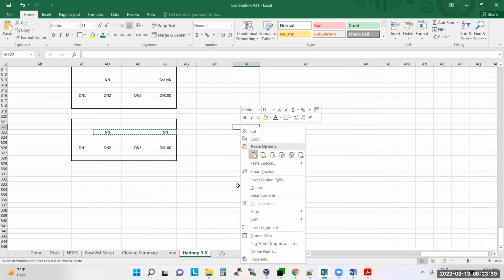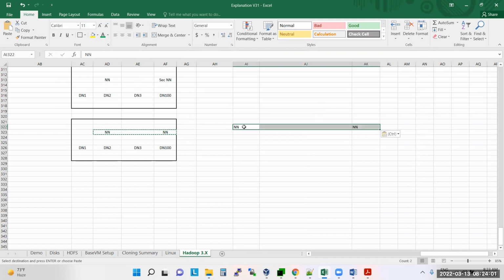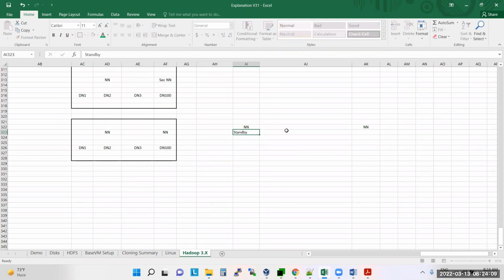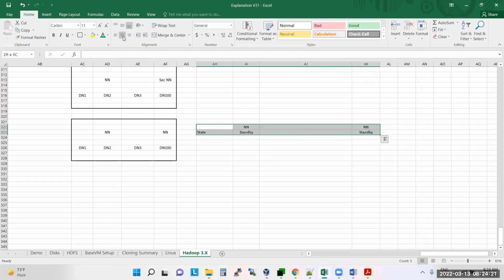Initially, when I start both the name nodes, both will be in standby. Standby is the status, guys. Understood? What is the state of both the name nodes when I start? Standby, sir. Okay, now I will make any one name node active. Let's say I'm making this one active.